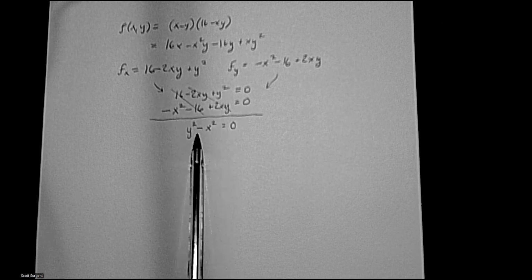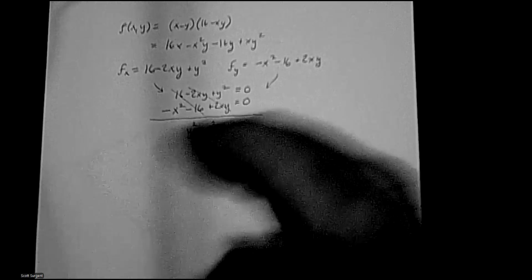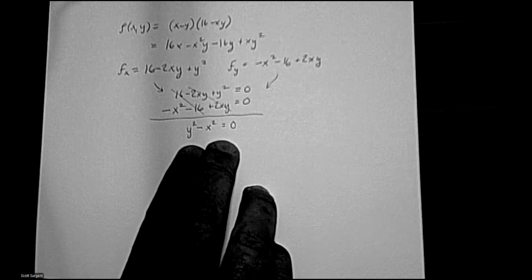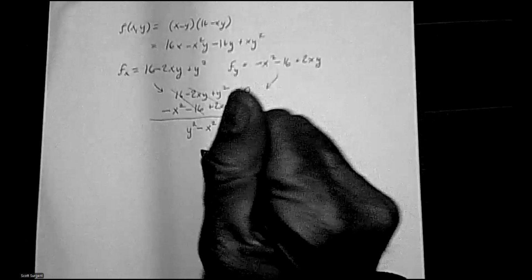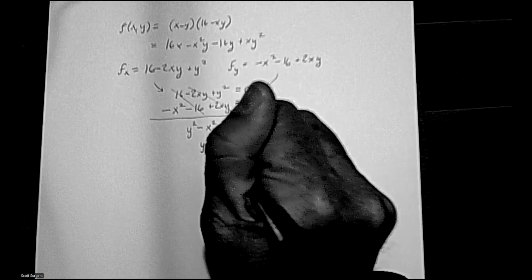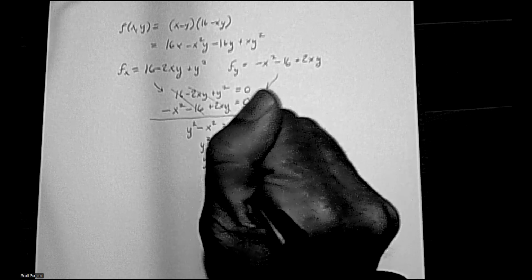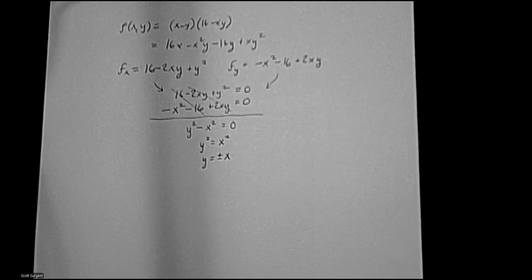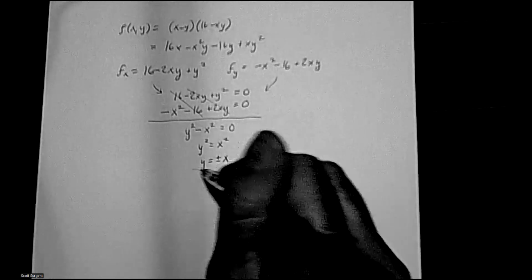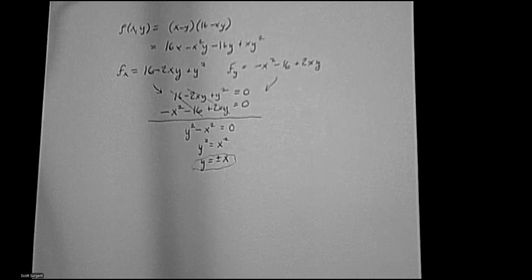Now, right here, I can generate some critical values. And there's a few ways to do this, but I'll do it kind of the quickie way. I think it's quick. It's just write it like this and then take square roots and you get y is equal to plus or minus x. All right, fine and dandy, right? But that's not your critical points. You still need to do some more work.